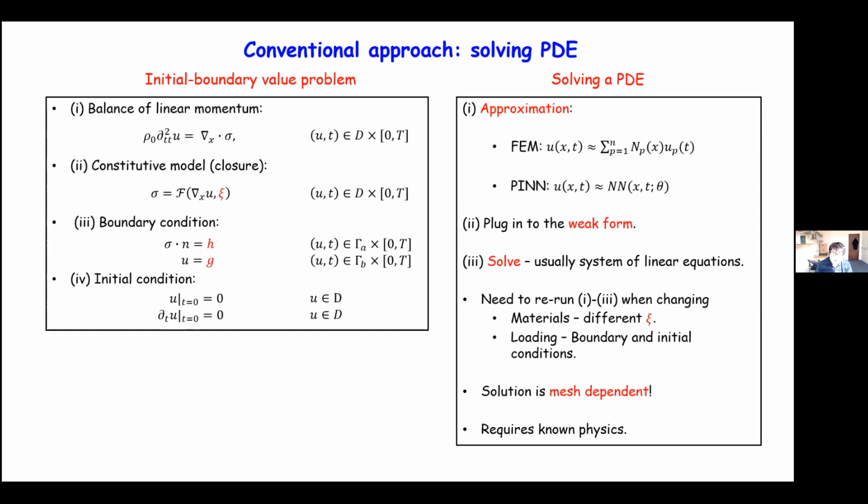Of course, the good thing about this is that it is very general. However, if we change our materials, for example, the parameterization in the closure constitutive model, we will need to resolve this or rerun our solver, going through steps 1 to 3 again. Or when we change our loading or boundary conditions, we will need to resolve this again.